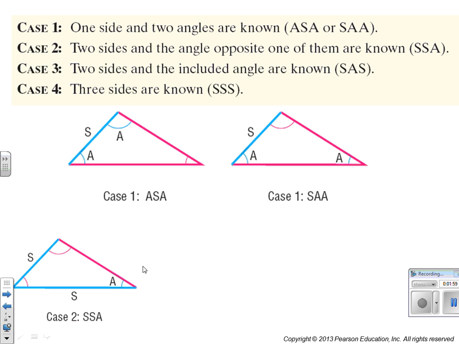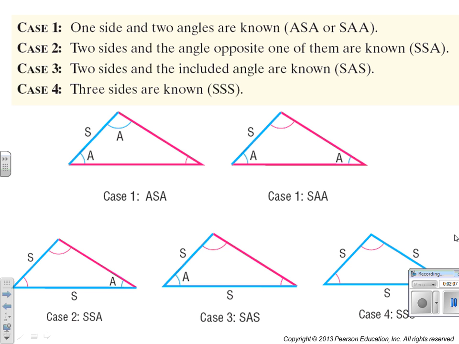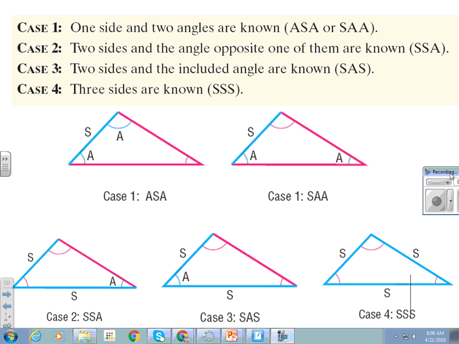Case three is two sides and the included angle are known. So that's side angle side. And then case four is we know all three sides. The reason we go over the cases is because certain laws fit certain cases better. So we're going to focus in on specific cases in the next couple sections.